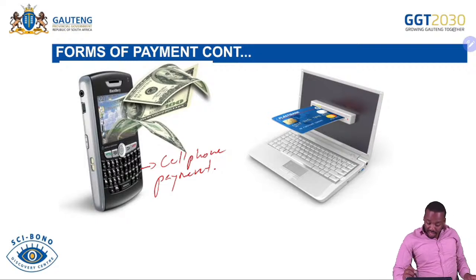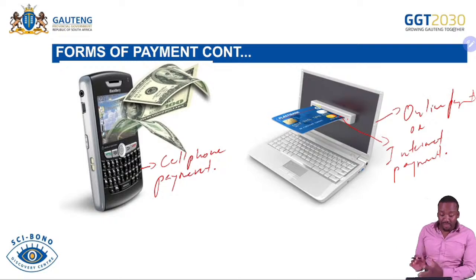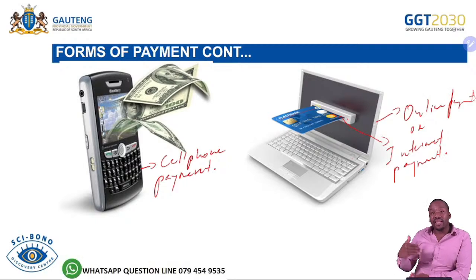Then again, there's another picture. What do we have here? We have what? A laptop, right? Obviously, and then there is a card. So which one are we going to link this to? It is going to be online payment or internet payment. So the visuals are very crucial when it comes to this topic, because this is such an easy topic whereby a person can get full marks unless you're not going to study.